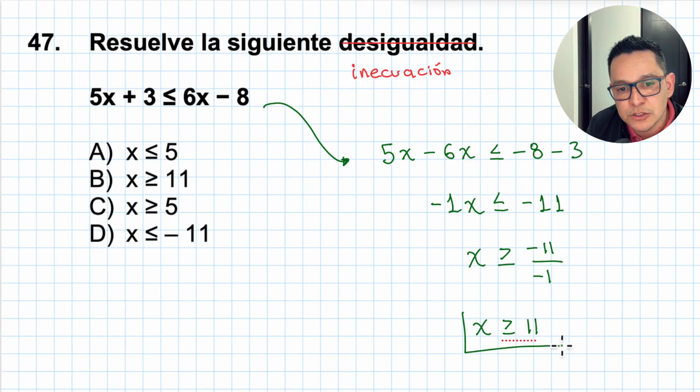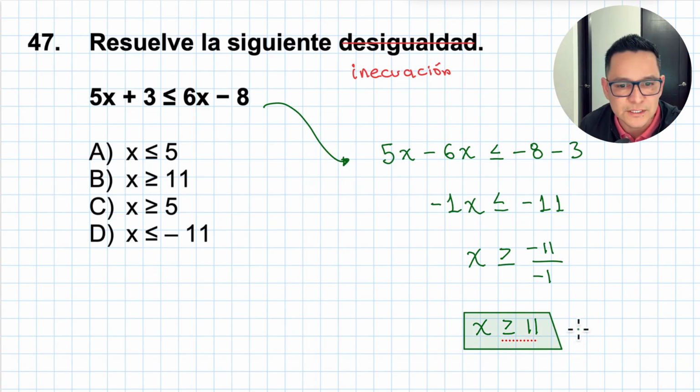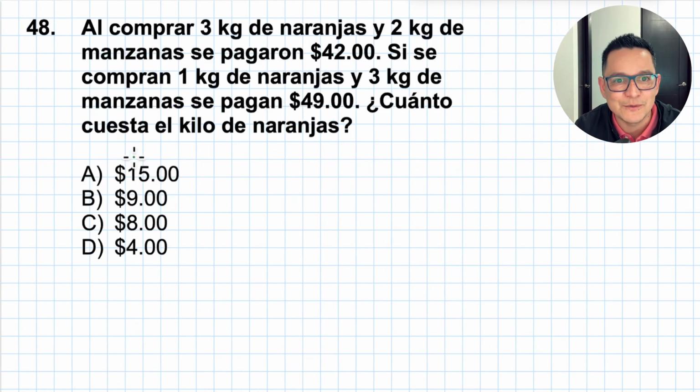So the solution is that x is greater than or equal to 11. I don't know why a little line was put here. Well, x is greater than or equal to 11. Which one would that be? Well, that's option B, right? X greater than or equal to 11. Yes, that's it. This right here is already the solution. Done. Easy, right? All right, let's continue.